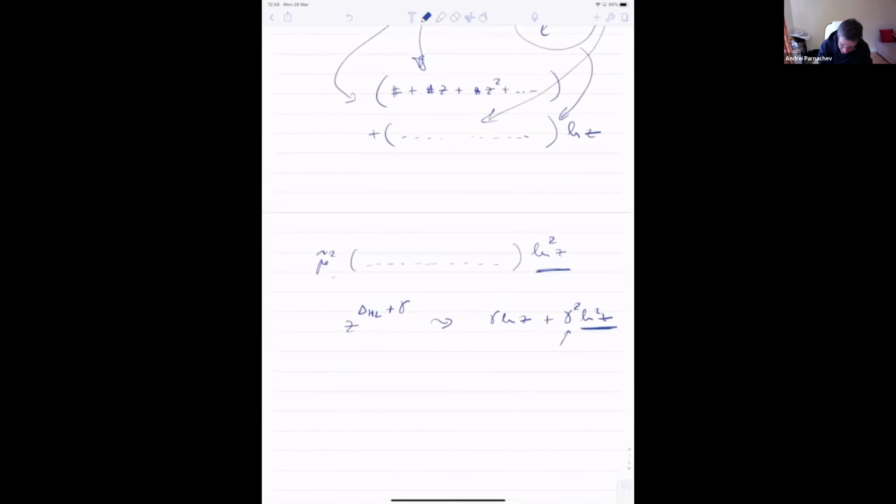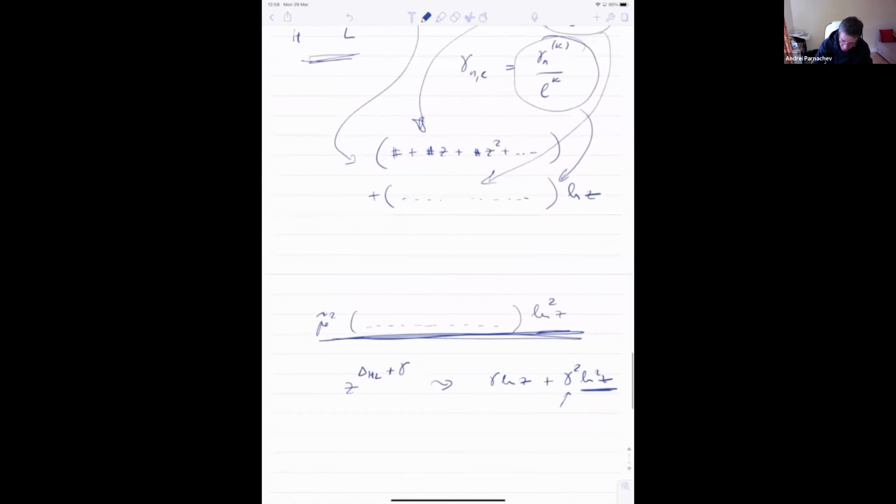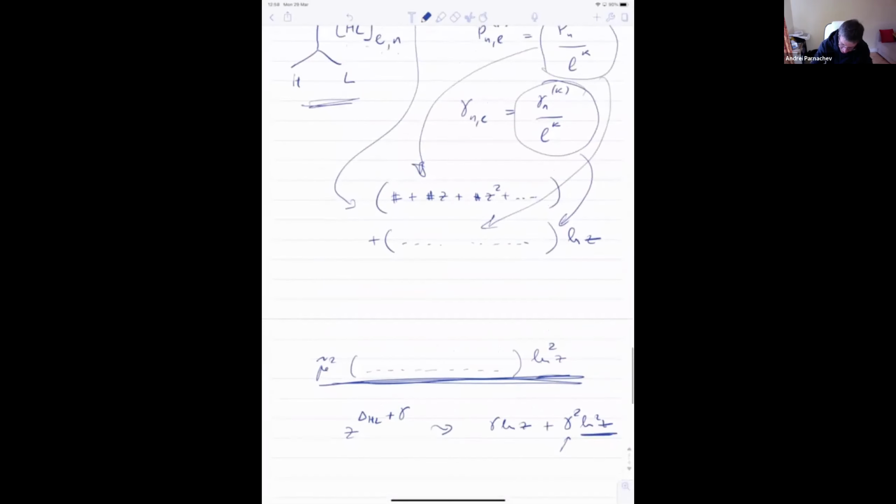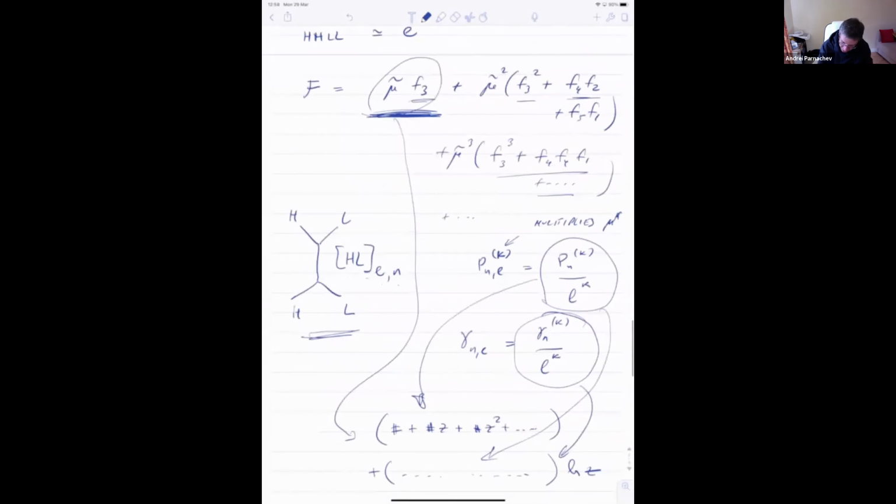So I can completely fix this term from my order mu tilde result, and then I can read off these 3 coefficients and completely fix the answers. And then I just keep going. So at each time, at each point, yeah.